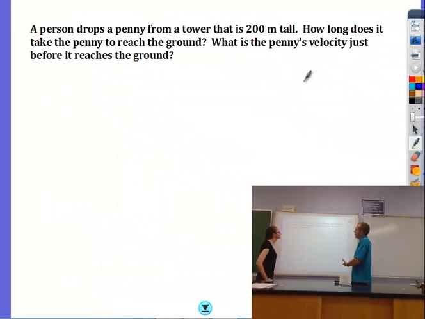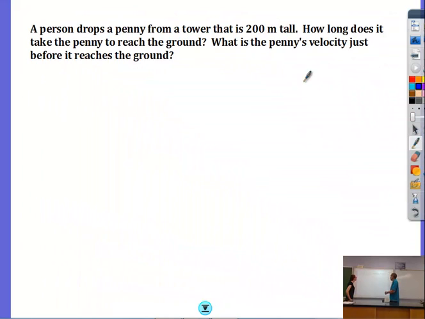A person drops a penny from a tower that is 200 meters tall. We're supposed to figure out two things: how long it takes the penny to reach the ground, which is a time, and the penny's velocity the instant it reaches the ground. So how fast is it going when it smashes into the ground?